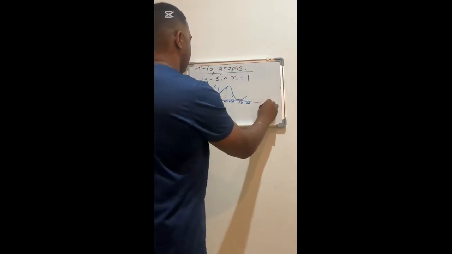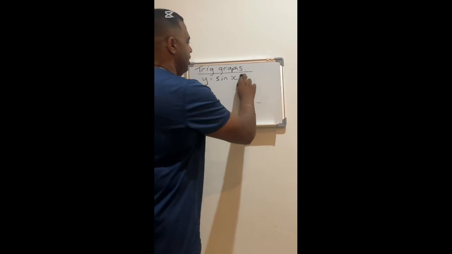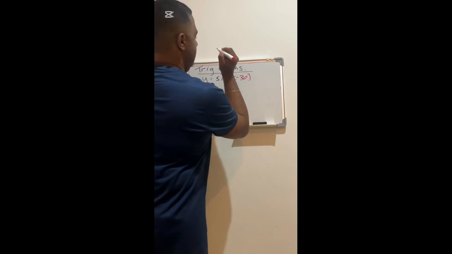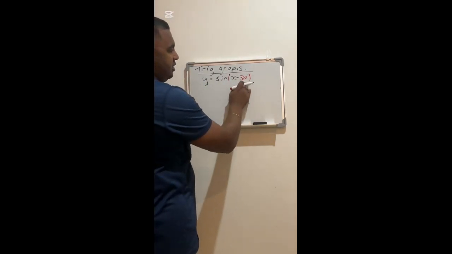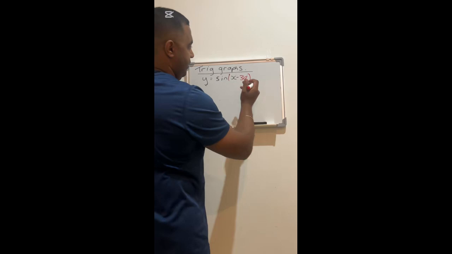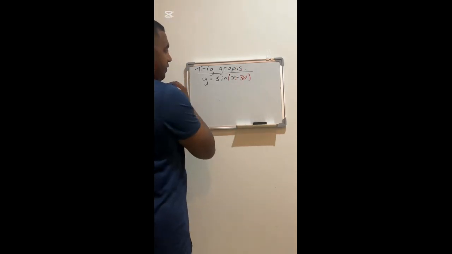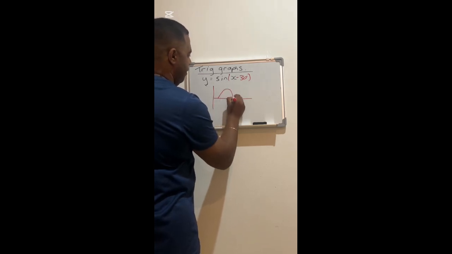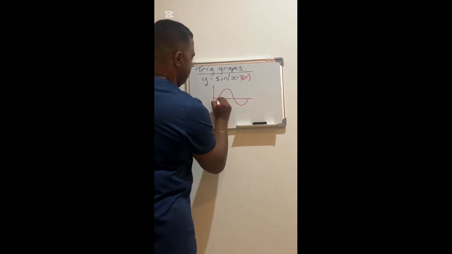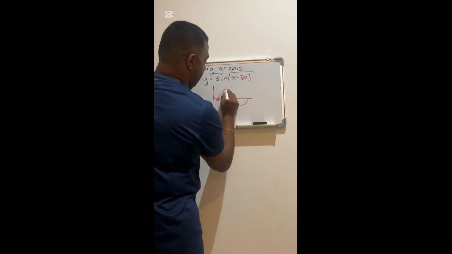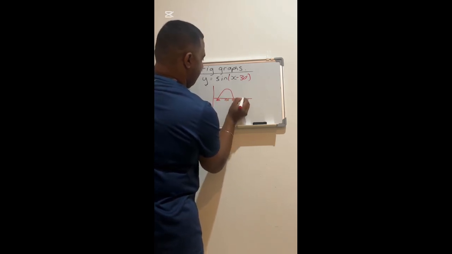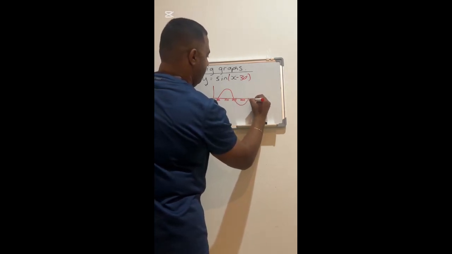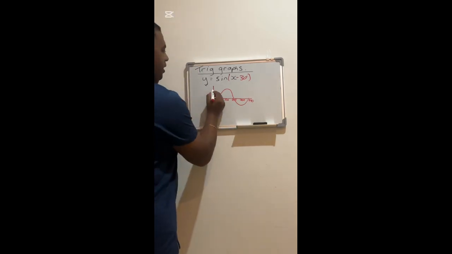And the last one that can change is if they put a value next to the x. Basically what that means is this: if it's a minus, the graph moves to the right hand side. If it's a plus, the graph moves to the left hand side. So in this case, the whole graph is just going to move 30 units to the right. So when it was at 90, that would be 120, then 210, 300, and 390. There we go.